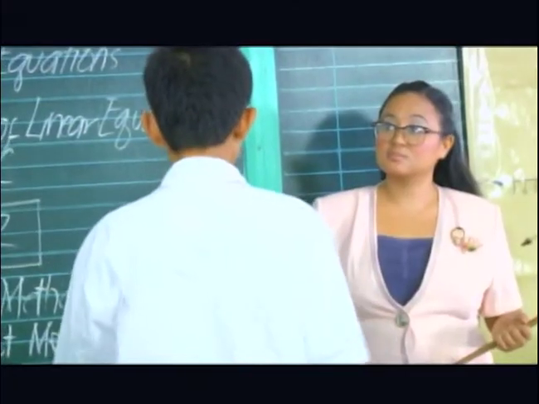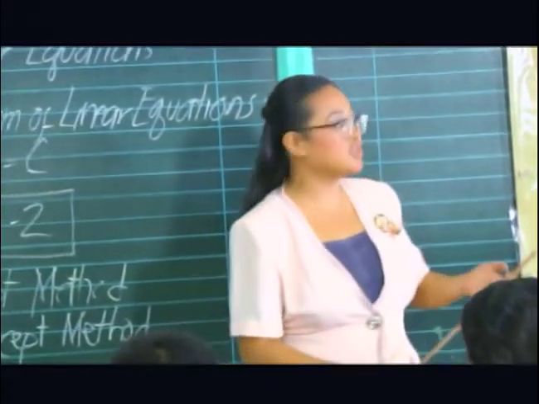An intercept is a point where the graph of the linear equation intersects or crosses the x-axis or the y-axis. Good. Thank you for that.